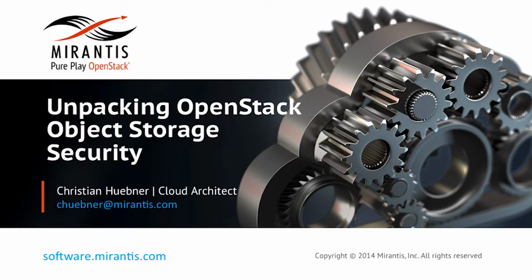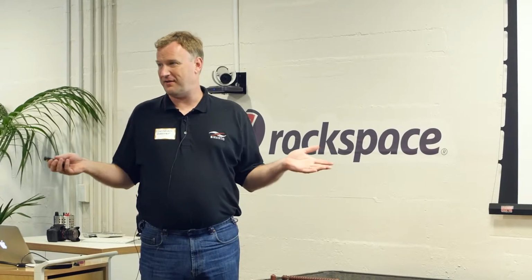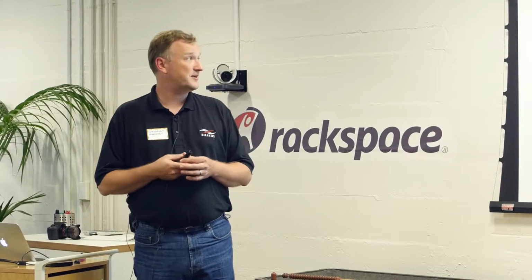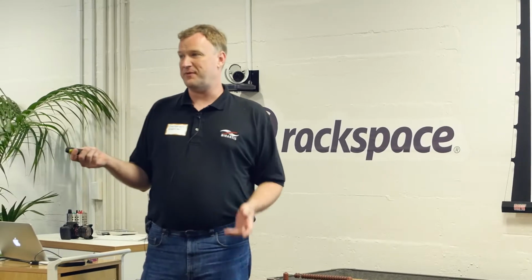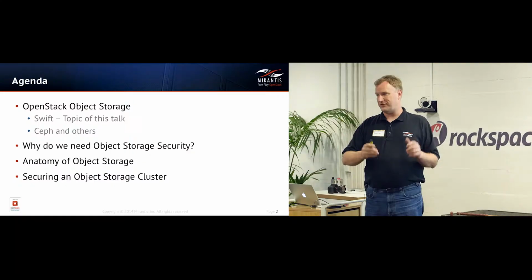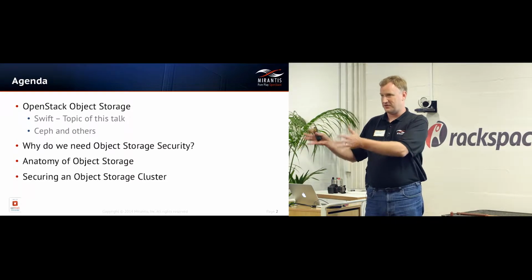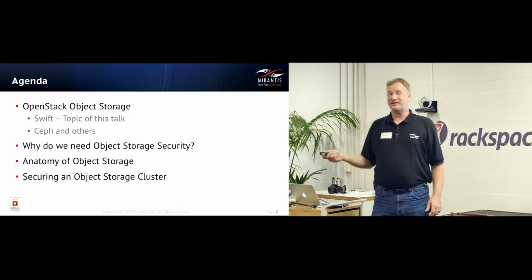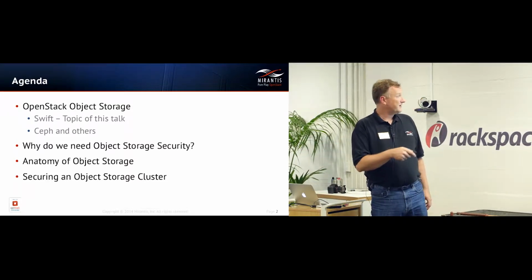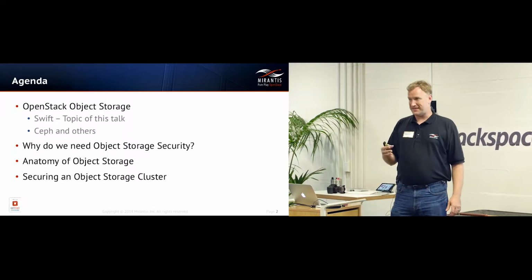Object storage. I assume that everyone has a very high-level idea of what object storage is. What's the big difference between object storage and regular storage? Take an NFS server, for instance, and on the other side, a Swift object cluster. What's the big difference? The big difference is that object storage is exposed.